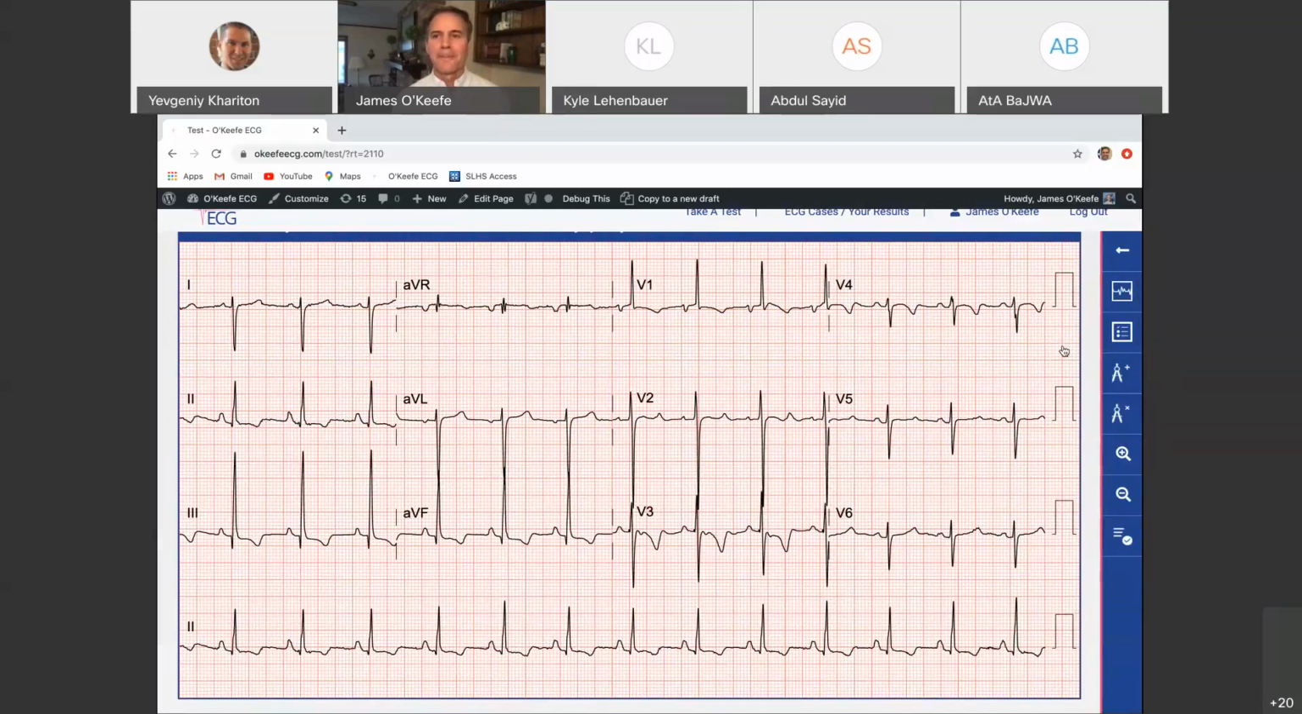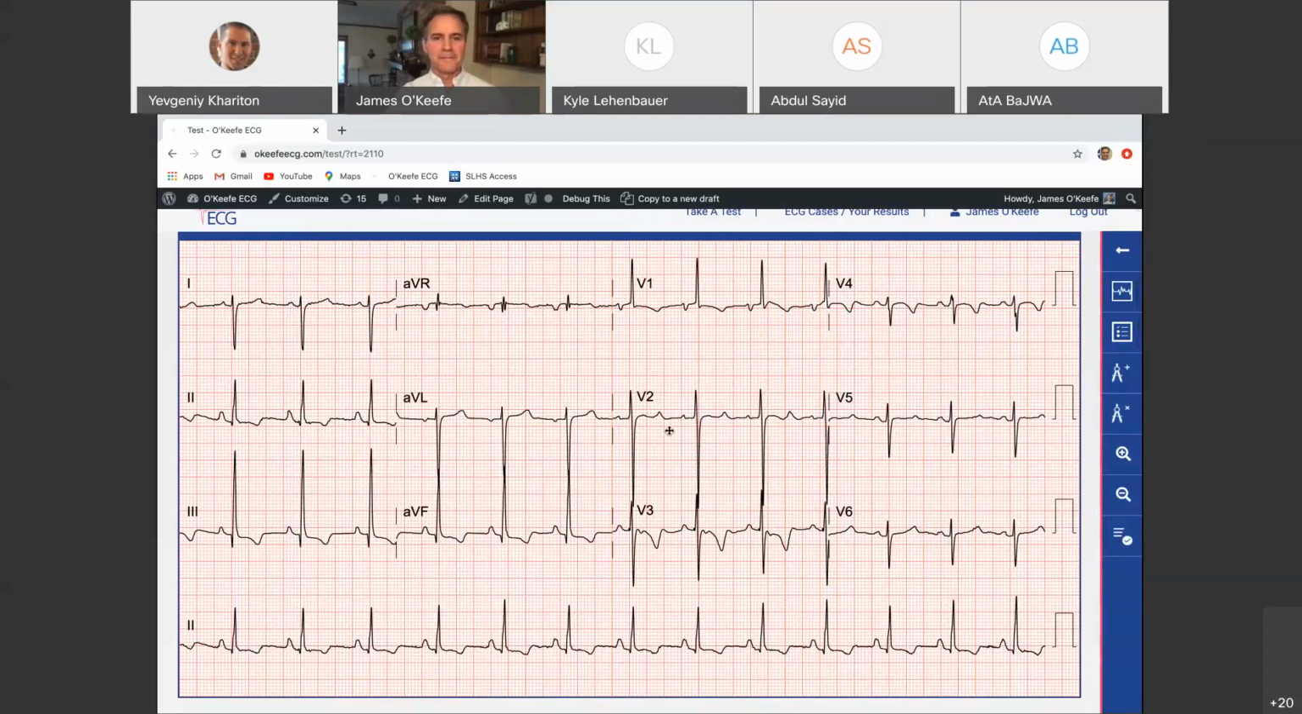Hey, Dr. O'Keefe, this is Atta. I can take this one. And actually, I think I saw this EKG last time and you showed us. This is sinus rhythm, obviously, with probably right atrial enlargement. And then you see evidence of RVH in V1. At the same time, you see evidence of LVH with the R waves greater than 20 millimeters in V3. So that's probably combined ventricular hypertrophy with sinus rhythm and probably right atrial enlargement as well.